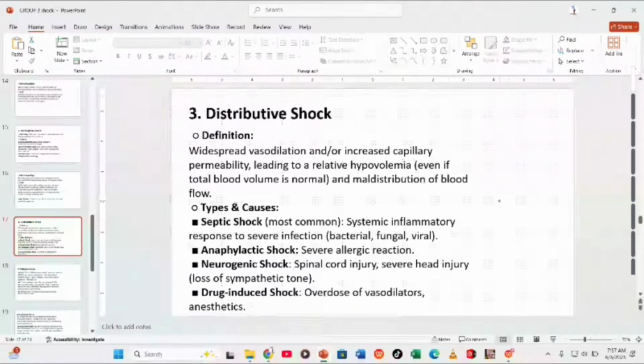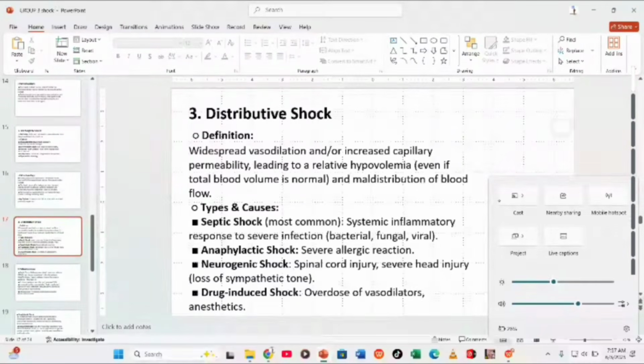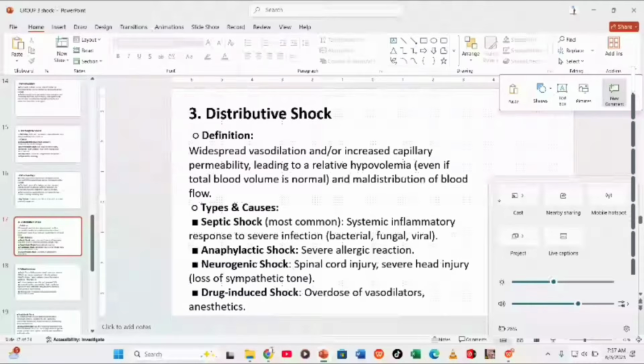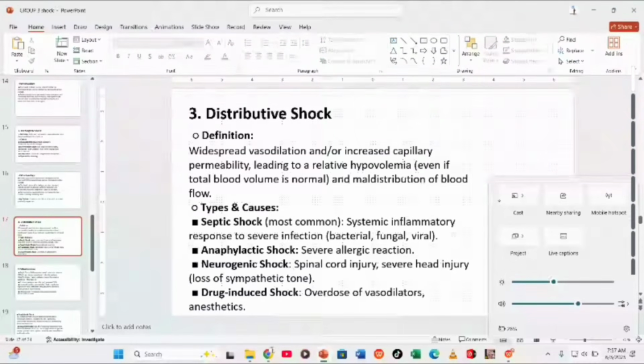Another type of distributive shock is the neurogenic shock, and this is caused by brain trauma or spinal cord injury, which will disrupt the autonomic nervous system and lead to loss of vascular tone. Another type of shock under distributive shock is the drug-induced shock, either from an overdose of vasodilators or anesthetics. That is self-explanatory.